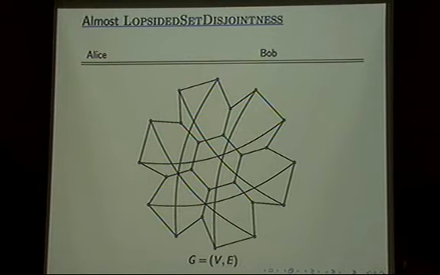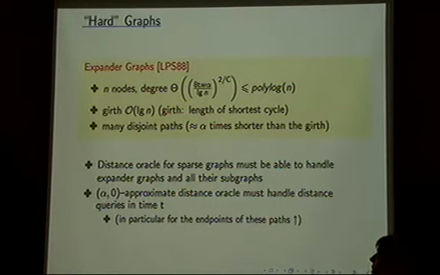And this graph is an expander graph which has the following properties. It has n nodes and polylog degree, and it has girth log n. So what's the girth? It's the length of the shortest cycle. Why would we care about this? You will see it in a second. But it's important that it doesn't have any short cycles. The graph doesn't have short cycles.